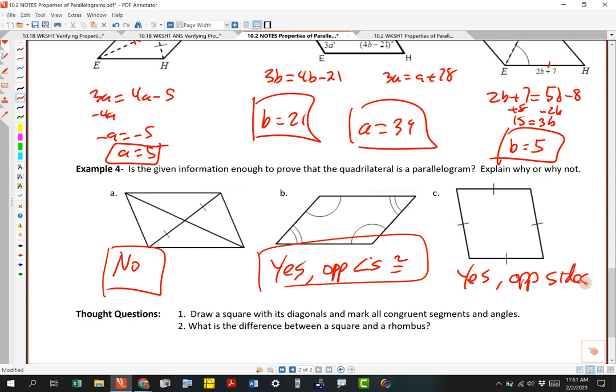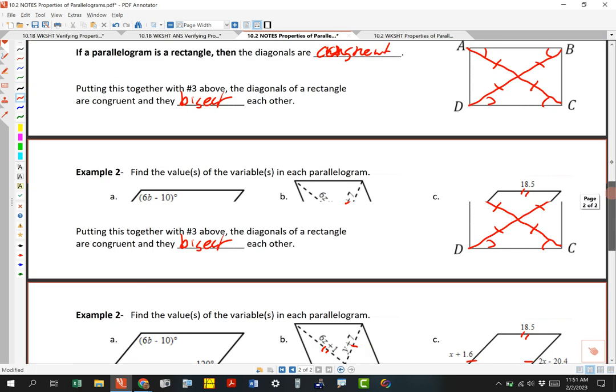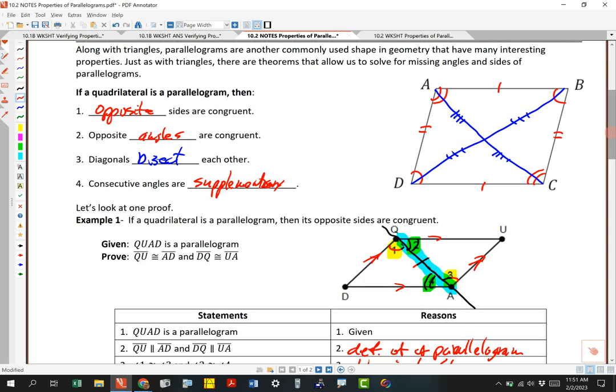Opposite sides congruent. But I do want to point one thing out before we come back and take a look at that last thing on the back. These theorems that we summarized here say if it's a parallelogram, then this has to be true. Each one of them independently has to be true. What we're looking at right now is, if I know that the opposite angles are congruent, does that automatically mean that it's a parallelogram? If I know that opposite sides are congruent, does that automatically mean a parallelogram? The answer to that is yes.